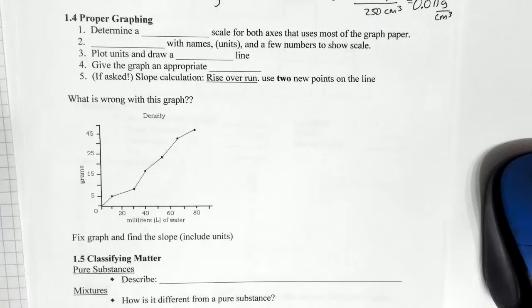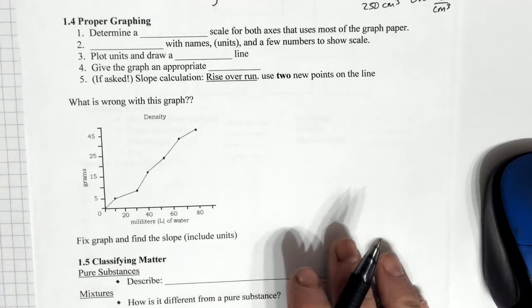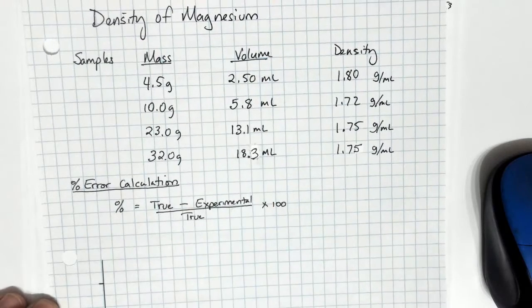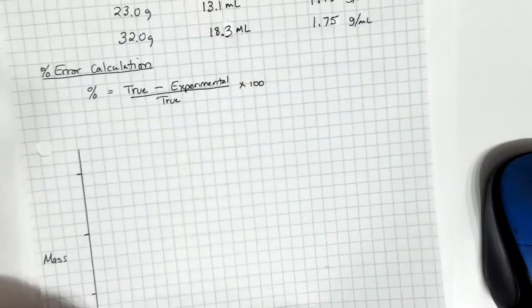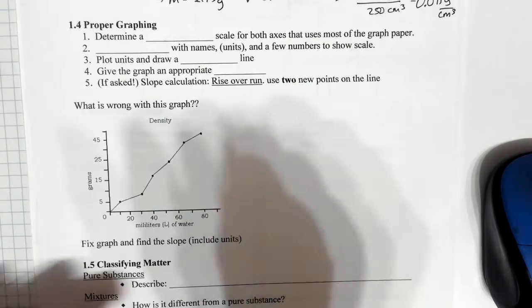Hello, this is Mr. Jackson, and today in chemistry I want to talk about graphing. Graphing is when you get some raw data from an experiment and you put it into a graph form. I just want to go over some basic rules for graphing because a lot of people tend to not do it correctly. So here we go.